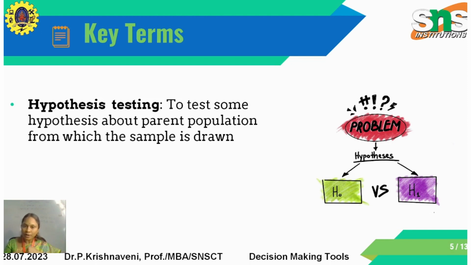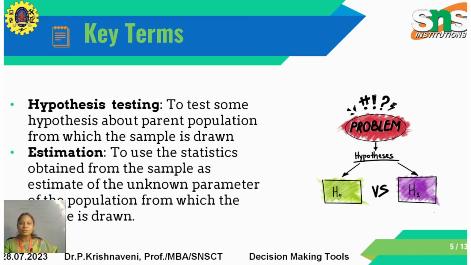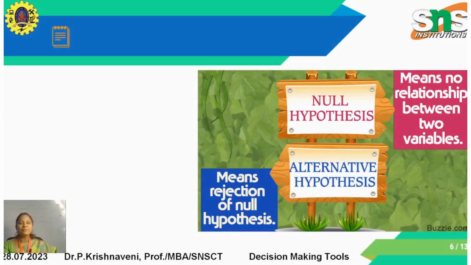If there is no relationship between the two variables, obviously, this is the null hypothesis, which is normally a negative statement. Opposite to this, if we are rejecting our null hypothesis, obviously we will go with the alternate hypothesis. Here we are going to estimate the unknown parameter of the population with the support of the sample which we are using.